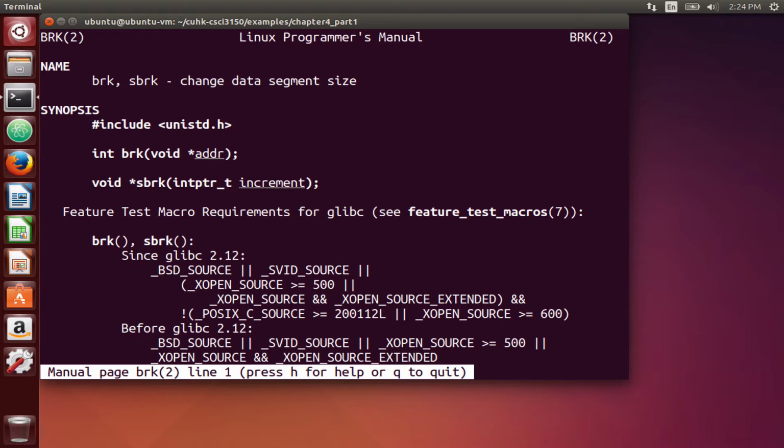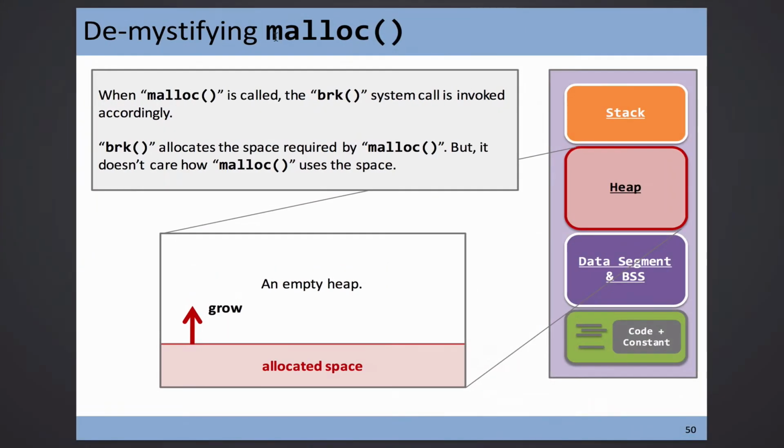You can set an increment here, then the increment will change the following thing, this allocated level. So if you said that you want to increase by 10 bytes, then this level will grow by 10 bytes. If you make the sbrk call with a negative increment, then it will drop. So you can control this level.